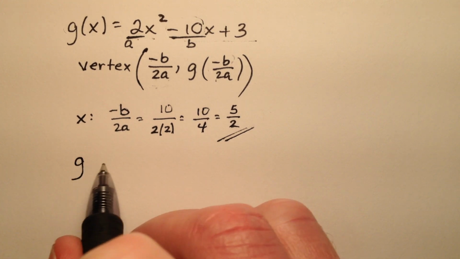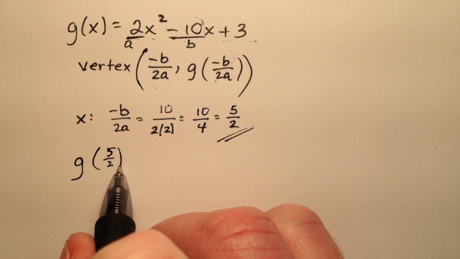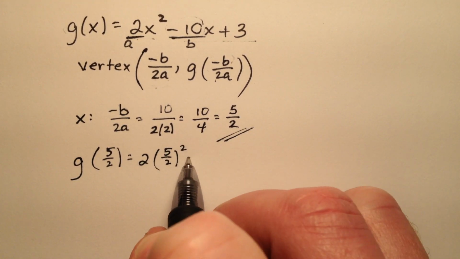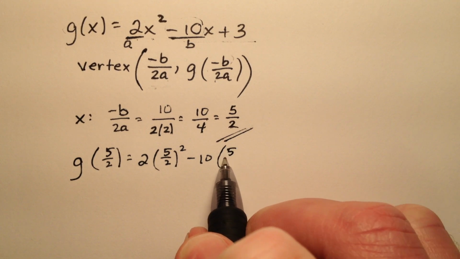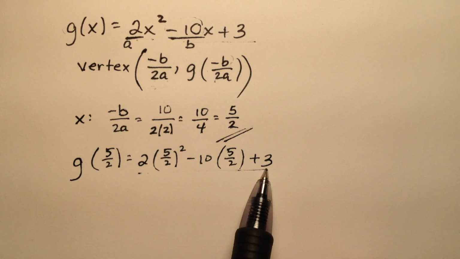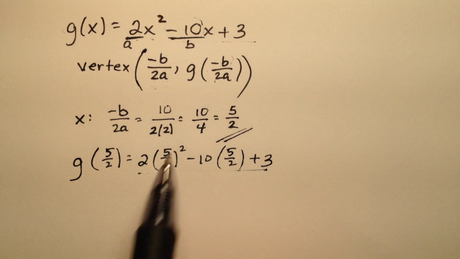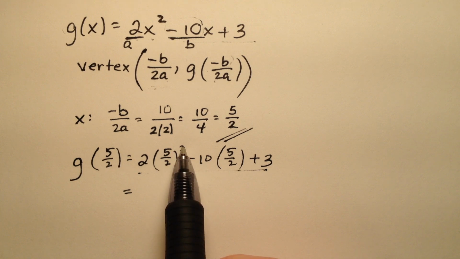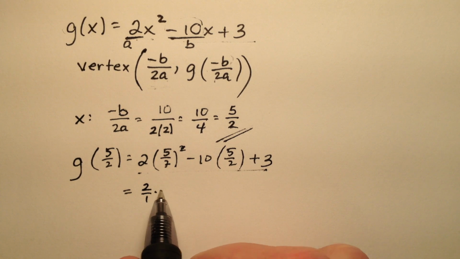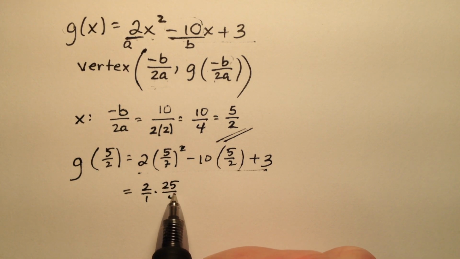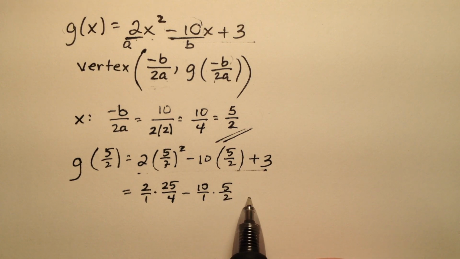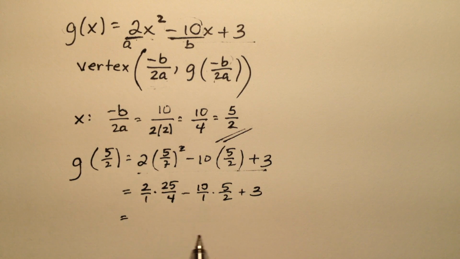So let's go ahead and plug that into my g function. So it'll be 2 times 5/2 squared, minus 10 times 5/2, and then plus my 3. So here it's just a matter of working with fractions and going ahead and simplifying this expression. So 5/2 squared is 5 squared over 2 squared, so that's going to be 25 over 4, minus 10 over 1 times 5 over 2, and then plus 3.